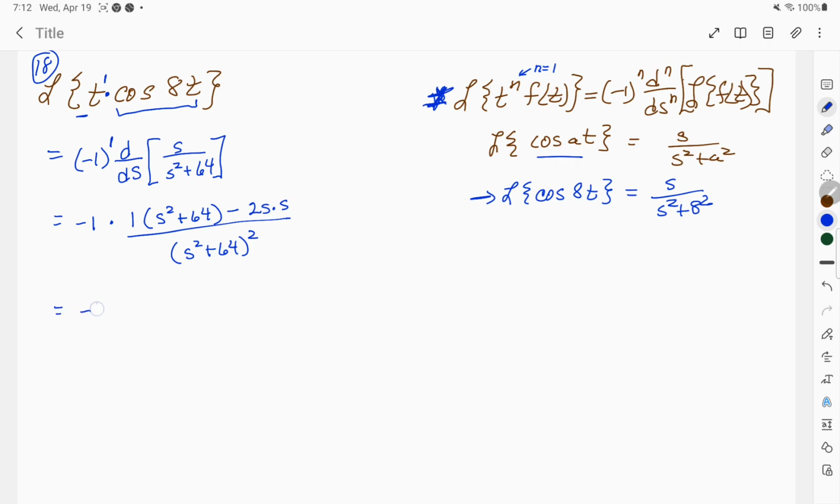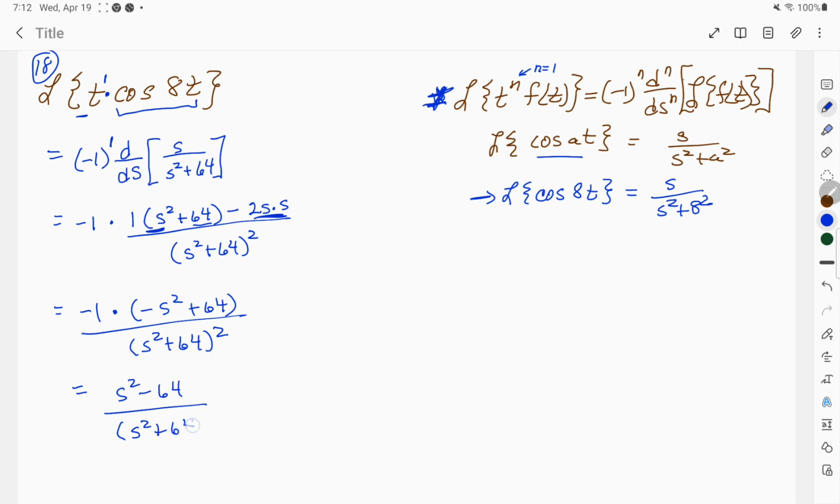So then I just need to simplify. I'll simplify my fraction first. Notice we have s squared minus 2s squared. That's going to give us negative s squared plus 64. I'll put that negative 1 in the numerator, and that goes over s squared plus 64 squared. And then negative 1 times negative s squared plus 64 is just going to give you s squared minus 64.